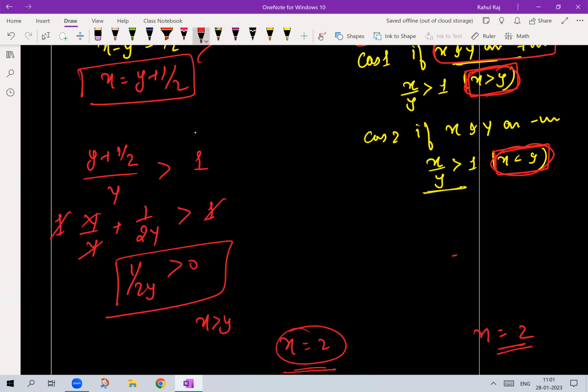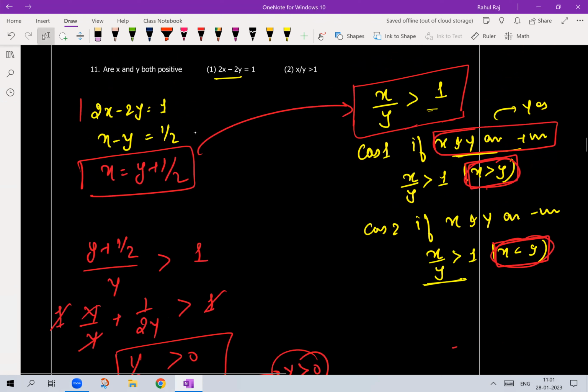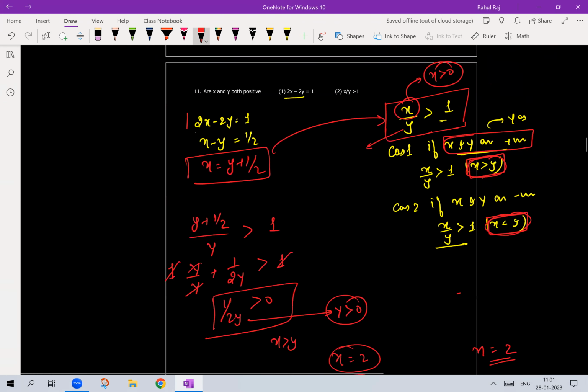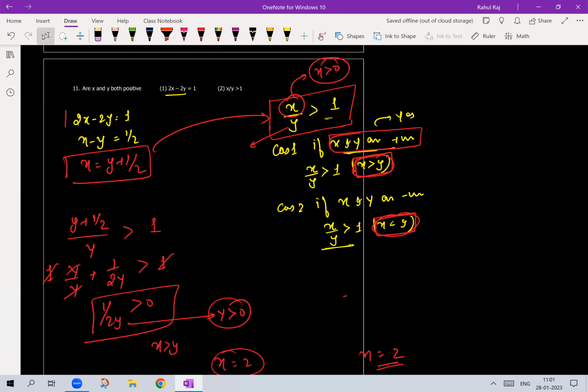When is this condition possible? Only when y is greater than 0. Right? Now I know that y is greater than 0. I know from option number 2, x over y is greater than 1, so x has to be greater than 0 for sure. So this is the solving of 2 equations, or you can visualize it, it's all up to you.